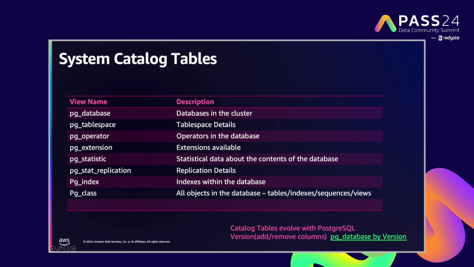Let's look at some of the top catalog tables from the usage perspective. The most frequently referred are pg_database, pg_tablespace, pg_operator, pg_extension. These are the most frequently queried, and whenever we are using even a monitoring solution, most of the time the monitoring solution is hooked against these catalog tables only. So this data is being referred to by the monitoring solutions also.